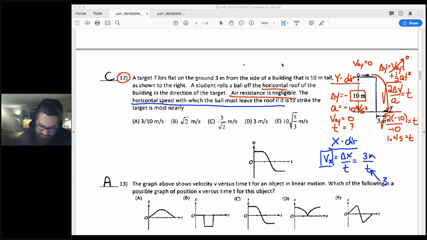Bear with me here for a second. Okay. So now that I have the 1.4 seconds, I'm going to put that in here, and I'm going to have 3 over 1.4 seconds.